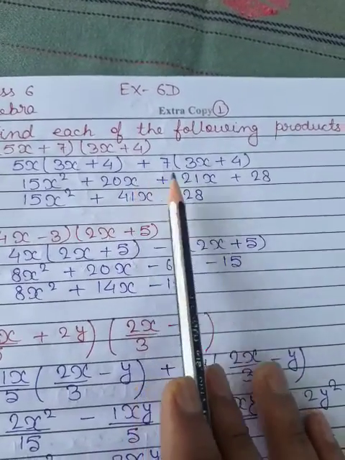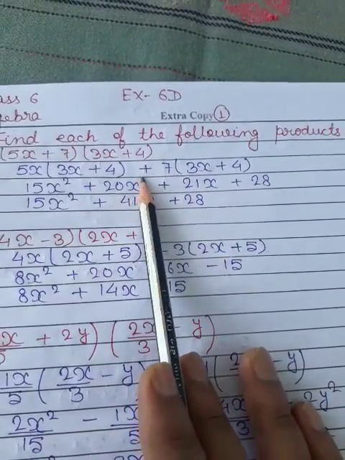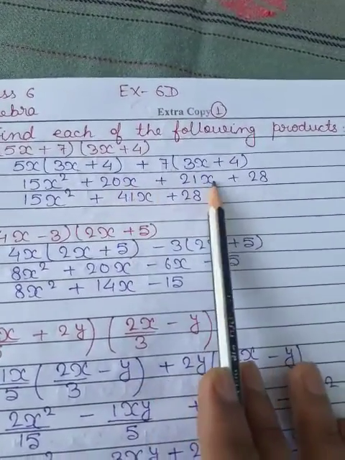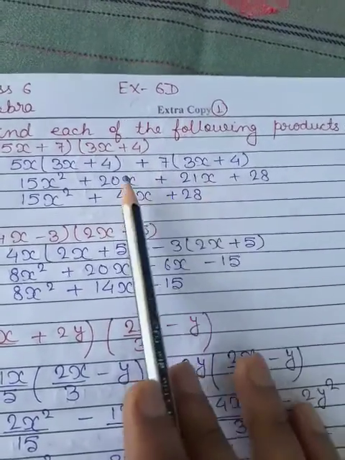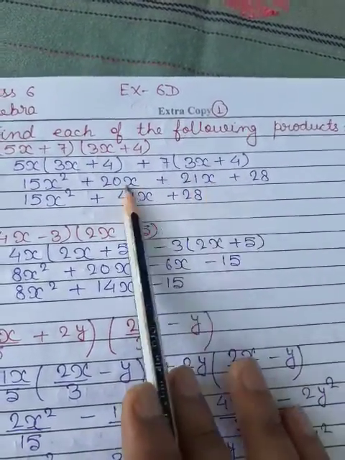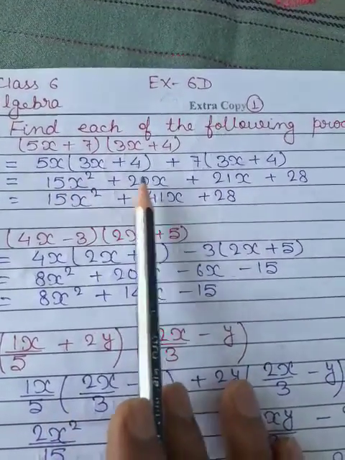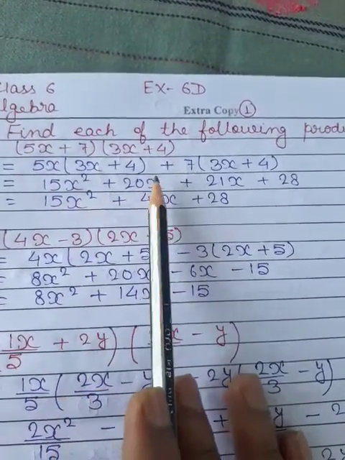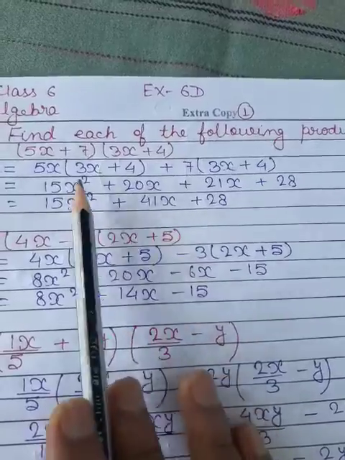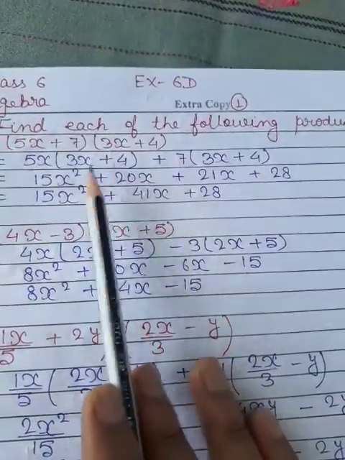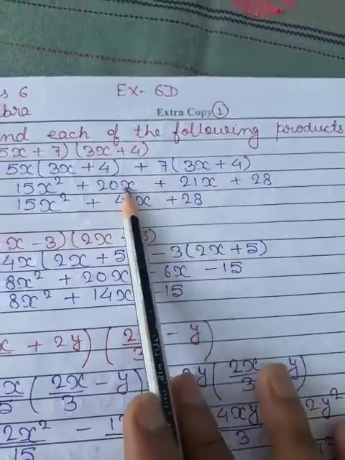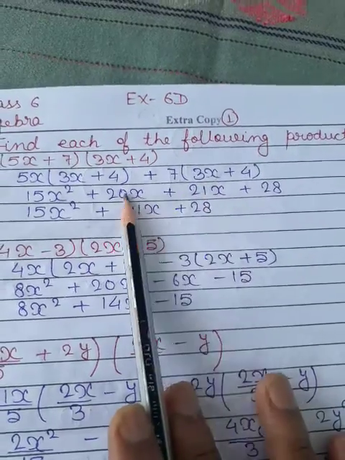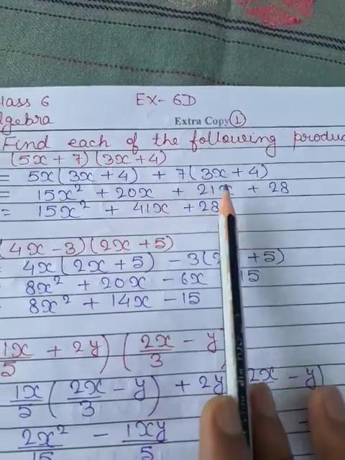Here also x, here also x, and the alphabet power of x is 1 here and 1 here. That means both have the same alphabet and their alphabet powers are also the same. That means 20x and 21x are like terms. But if you look here, both have the same alphabet x, but here x power is 2 and here x power is 1. That means these two are not like terms, but these two are like terms. So whatever like terms are there, between them we will add or subtract according to the sign.